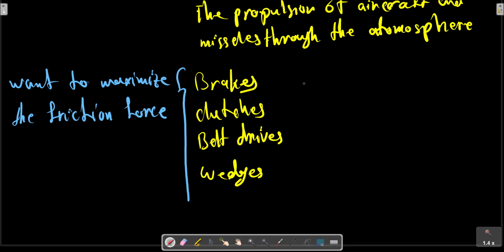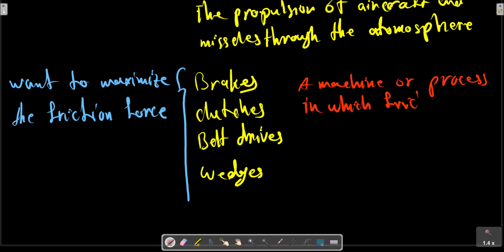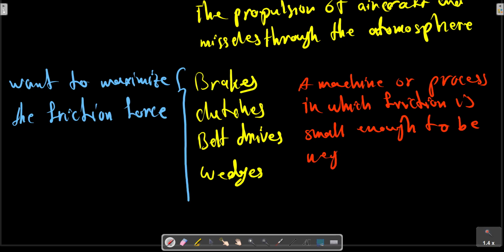A machine or process in which friction is small enough to be neglected is said to be an ideal machine.